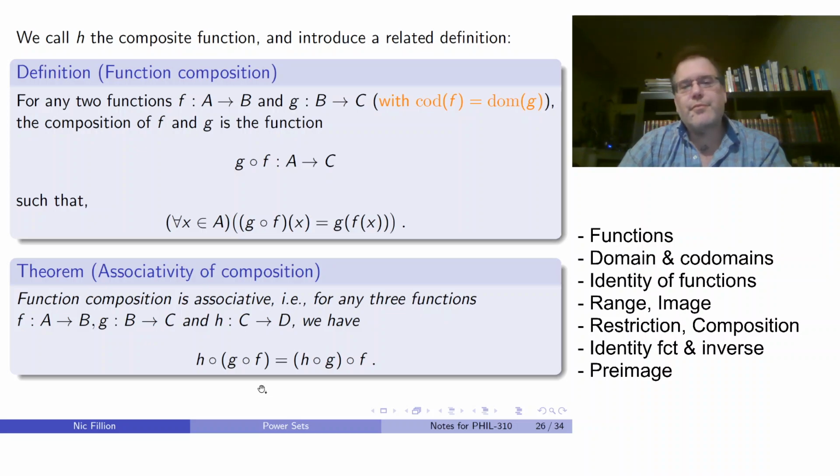And then what we have is, if we form the composite g after f, and we apply h after that, it's going to be the same as applying h after g to f. It just follows from that definition that we have here. So I'm not going to prove it, it's very easy. So function composition is associative.